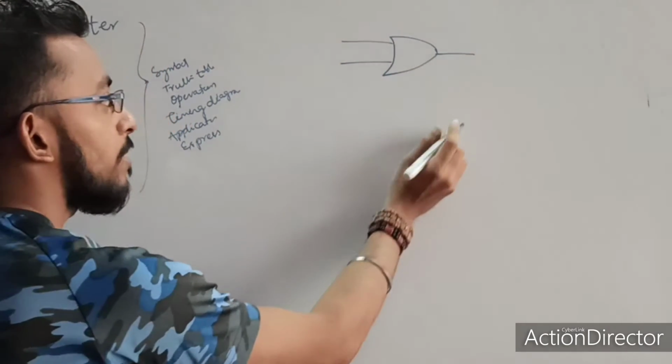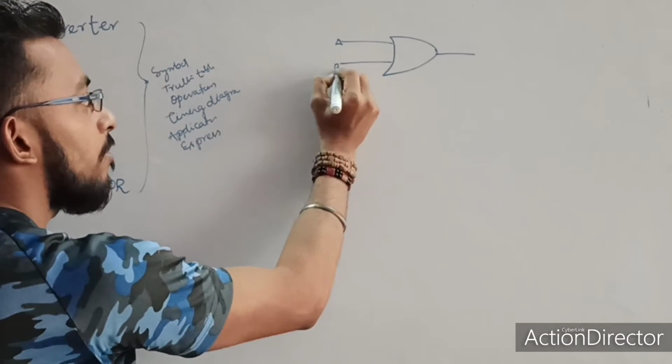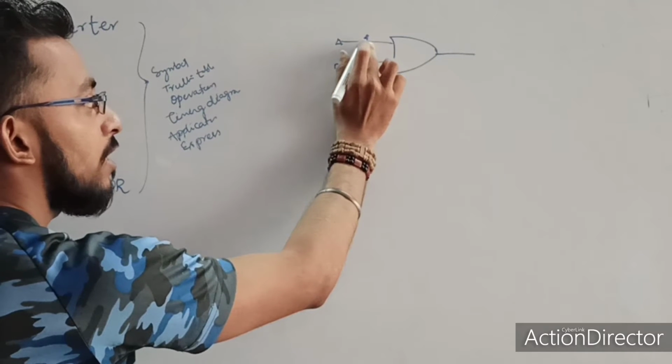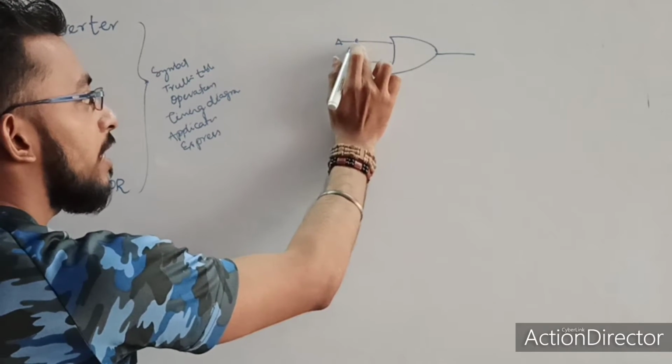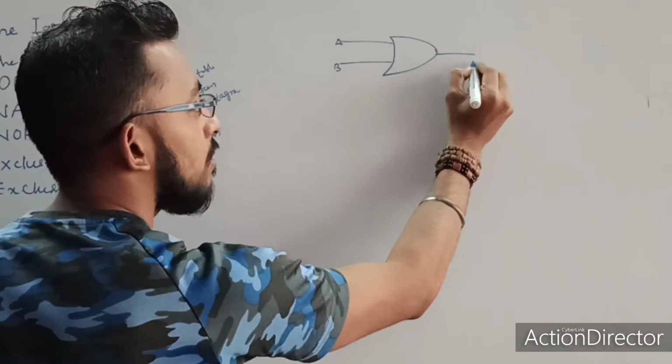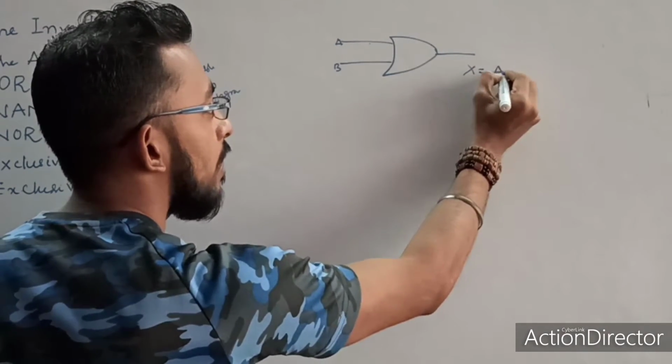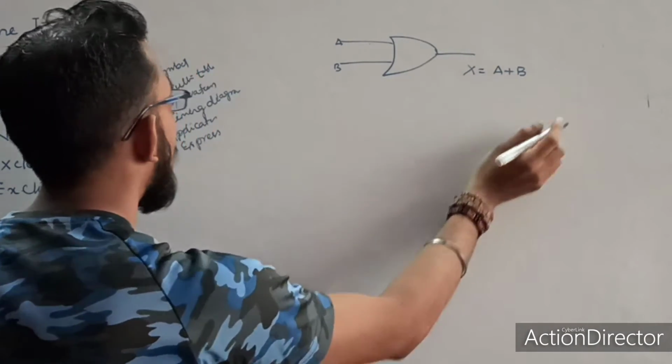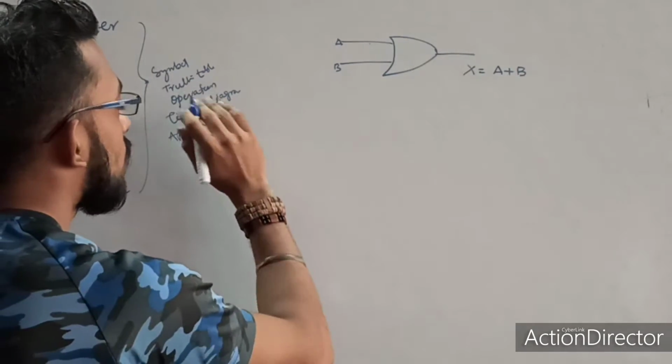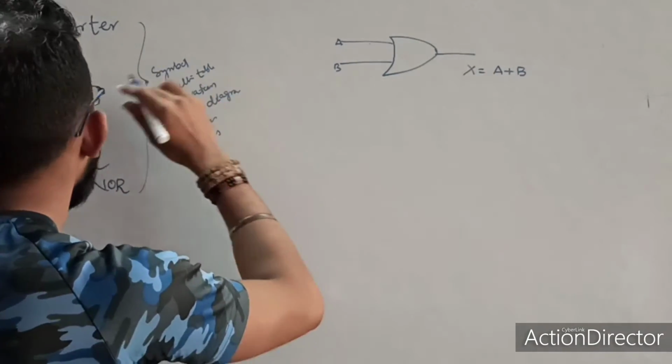This is the symbol representation of OR gate. Here there are a number of inputs, it can be any number. Here I have taken 2 inputs, but you can take any number of inputs. And this is the output, which is X, which is nothing but A plus B. So what is the truth table for this OR gate?